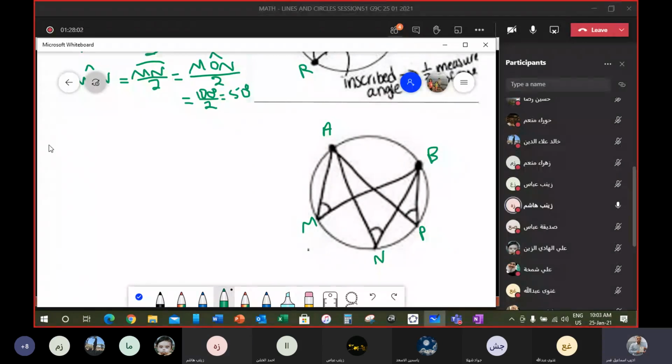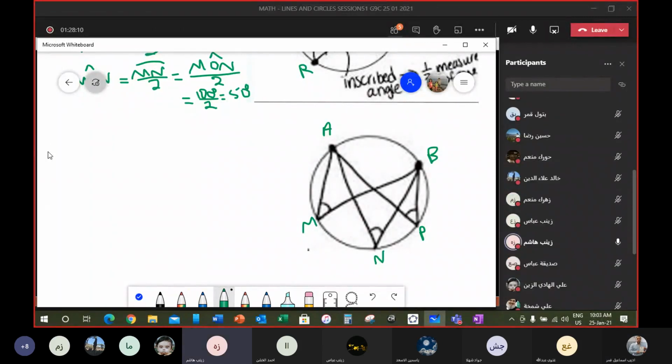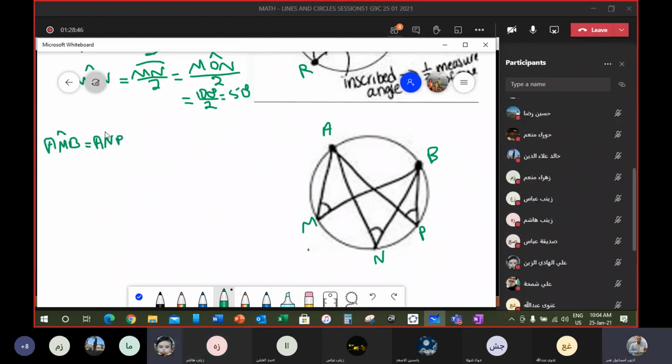Zainab Hashem, name the three inscribed angles here. No, the three inscribed angles with the arc AB. So starting with A and B: A M B, A N B, and A P B. Very good. So we say angle AMB equals angle ANB equals angle APB.